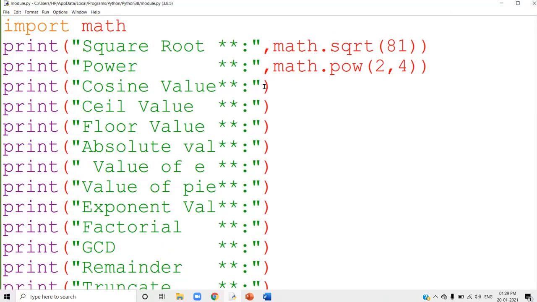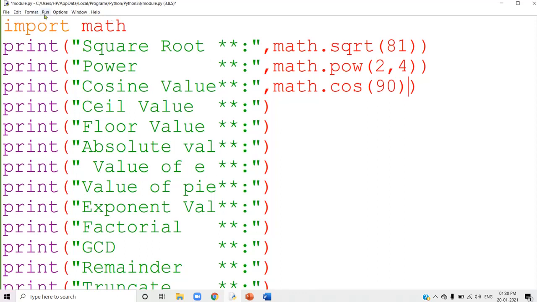And the next one is the cosine value. You can find out the cos value, which you already studied in maths. In the same way, I am going to write math dot cos of 90. It returned the cosine value. It returned the value in the form of radians, not in degrees. What you studied in maths is degrees. Here it returned the value in radians.